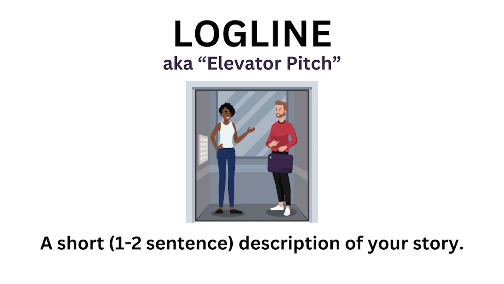When someone asks you what's your movie about, you pitch them your logline. So what exactly is a logline? The logline, also known as the elevator pitch, is a short 1 to 2 sentence description of your story. It must be clear, concise, and captivating. It's basically the IMDb summary or the summary provided by your streaming service when you're trying to figure out what to watch. The main purpose of the logline is to grab the attention of readers, managers, agents, and producers.